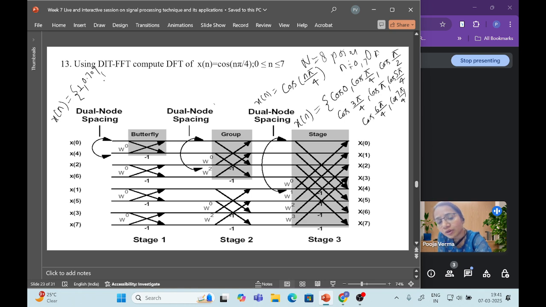Next value is cos pi by 2, that is 0. Now next, cos 3 pi by 4, you will get minus 0.707. And next value, okay, I'm writing, you can calculate: minus 1, then minus 0.707 again, then 0, again 0.707. So x of n sequence you have got this one.